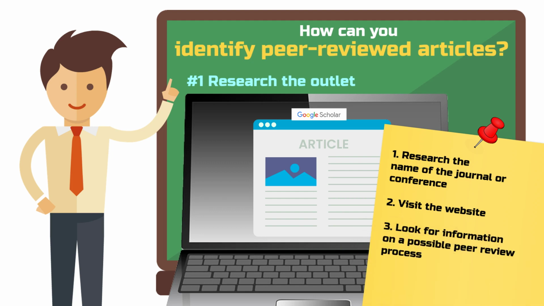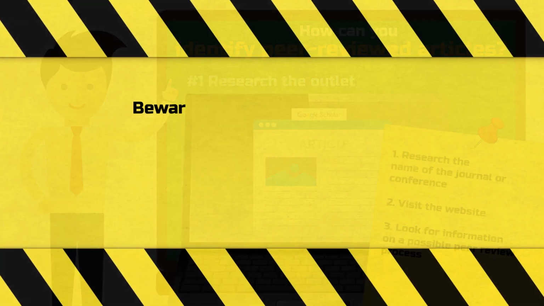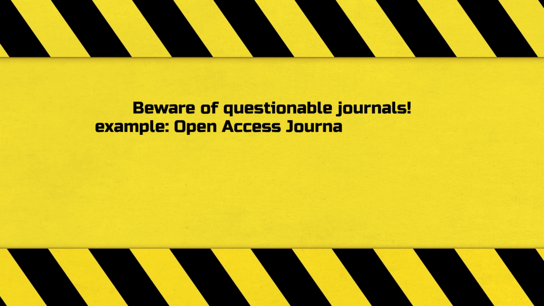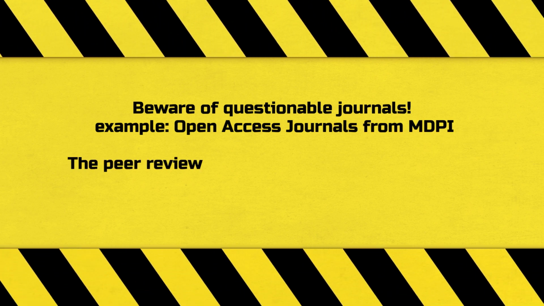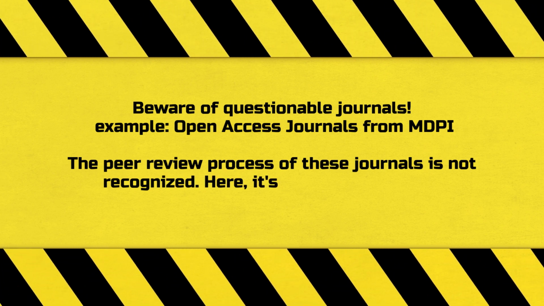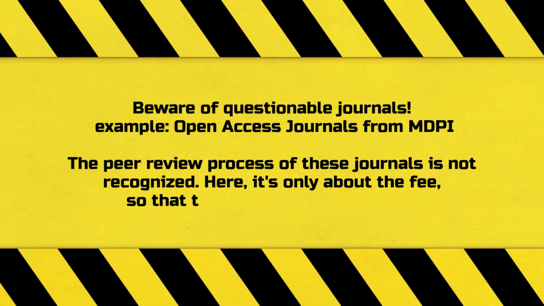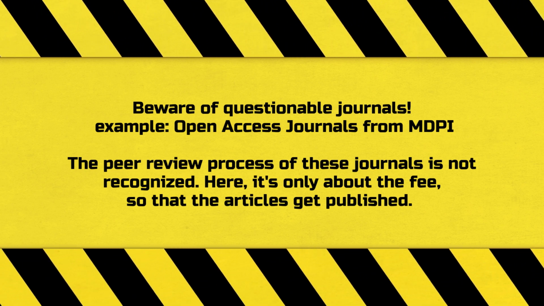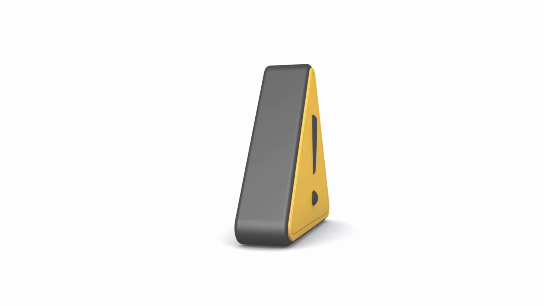But that's not the end of the story. There are thousands of questionable journals, such as the open access journals published by MDPI. Although they officially have a peer review process, it's a joke. Their business model is that authors pay a fee and then their article gets published. If you're interested in a video about such questionable practices in science, just leave me a comment under this video.